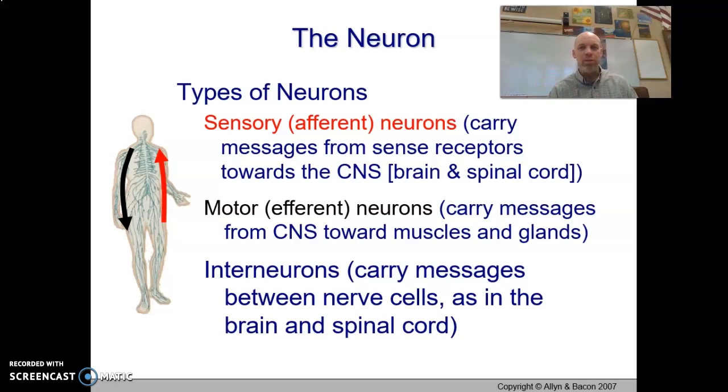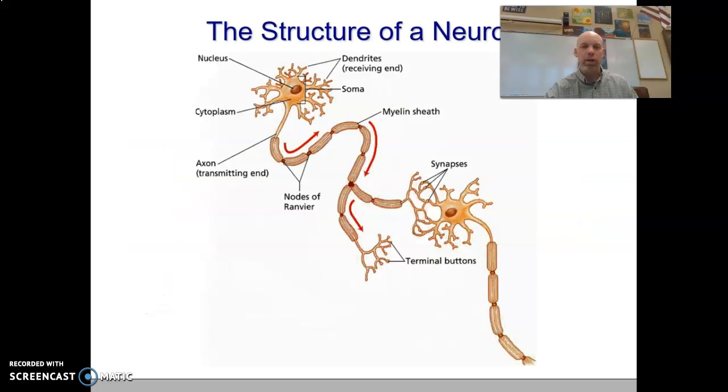And they'll bypass certain parts of the communication system so that the action happens more rapidly. Okay, so those are interneurons.